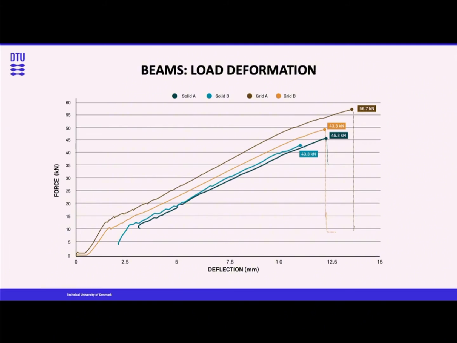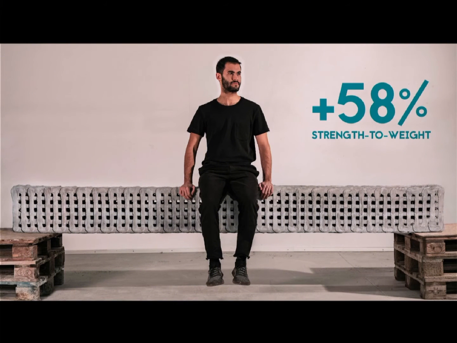And to our surprise, you can see in yellow and brown, that is the porous beam. To our surprise, that already behaved better than the full beam. And looking purely at the strength to weight ratio, we already achieved a 58% improvement, even though it doesn't give us a complete sense of how much we are actually optimizing.